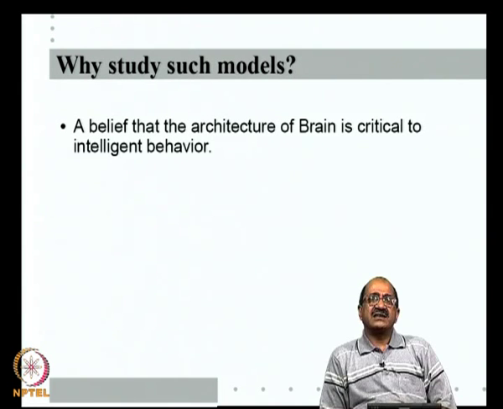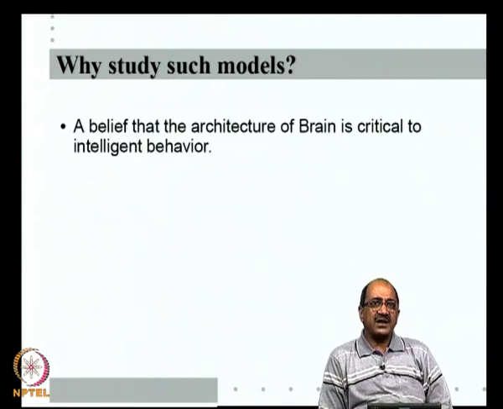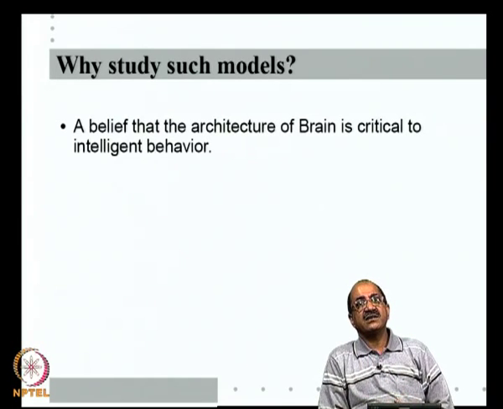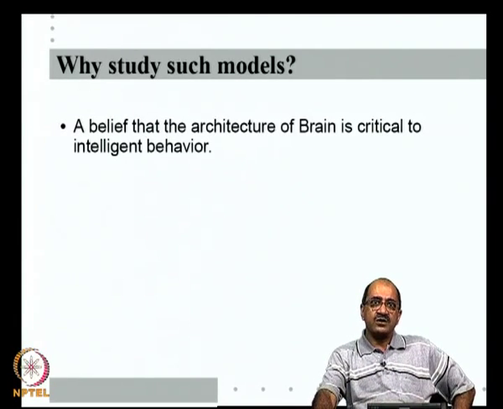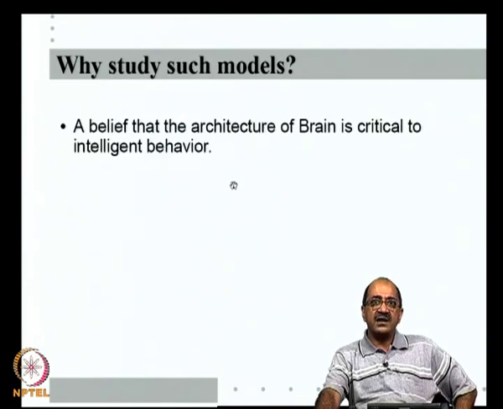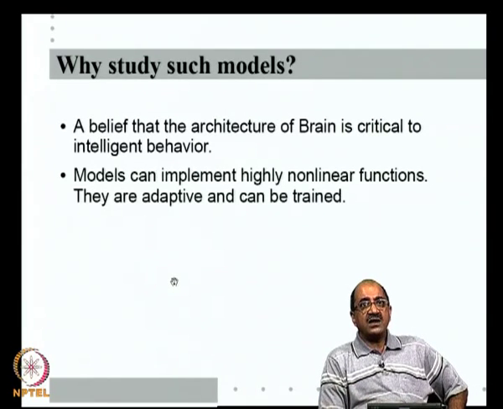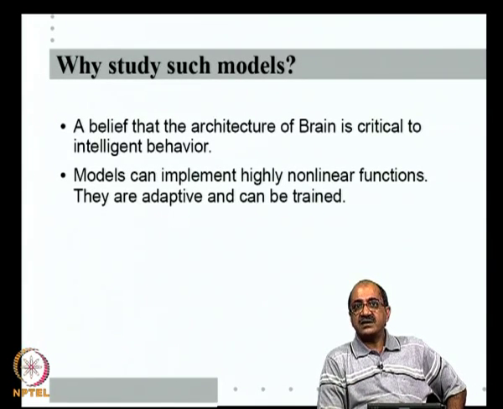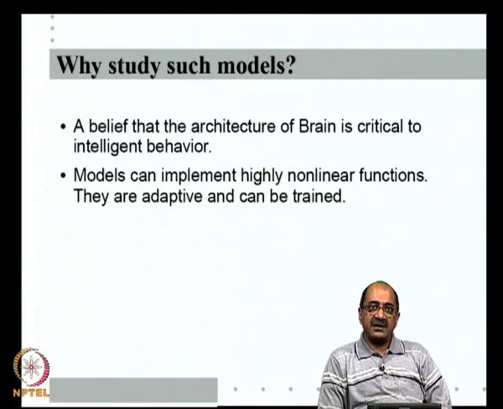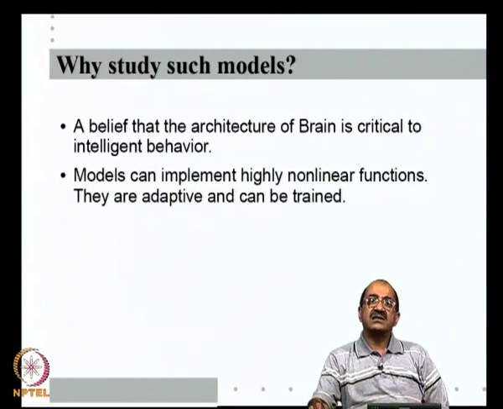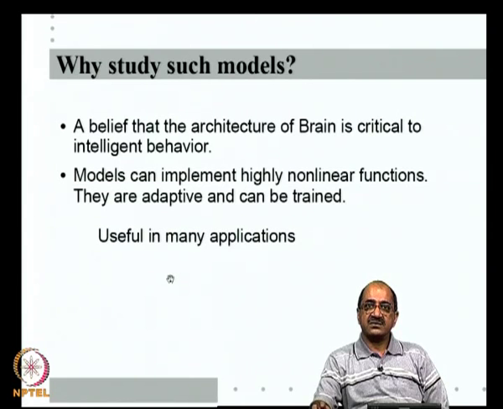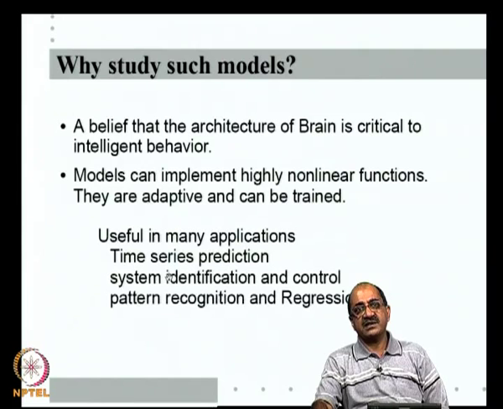Now, why does one study such models? One reason we have already seen: a belief that the architecture of the brain is somehow critical to intelligent behavior. So, if I mimic the architecture and see what models of this architecture can do, it may tell us something about how intelligent behavior may come about. The models, as we see, implement highly nonlinear functions. They are adaptive and can be trained by learning the weights. So, it gives us a good class of nonlinear functions that is useful in many applications: time series prediction, system identification, control, and most importantly for us, pattern recognition and regression.